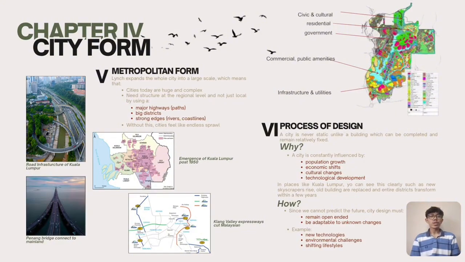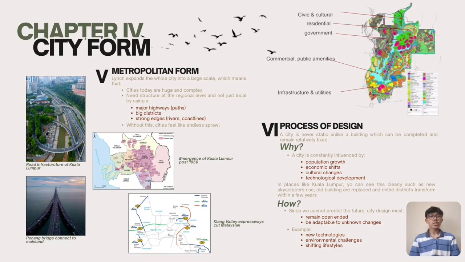Moving on to the next point, metropolitan form. Today, cities are very large and complex. According to this idea, we need structure not only at the local level but also at the regional level. This includes elements like major highways as paths, large districts, and strong edges such as rivers and coastlines. Without this, cities can feel like endless sprawl.